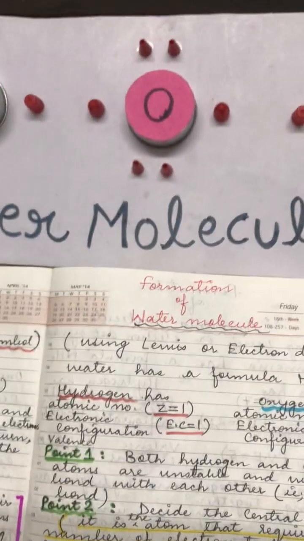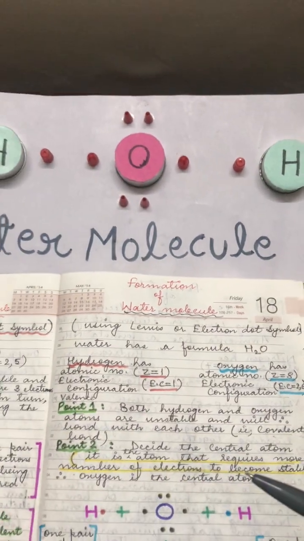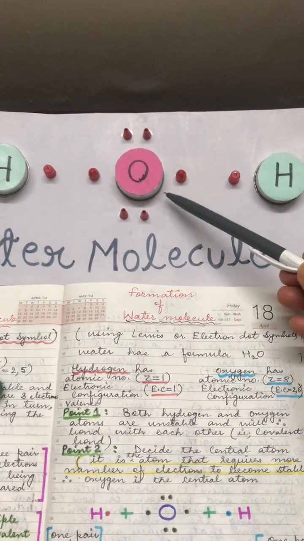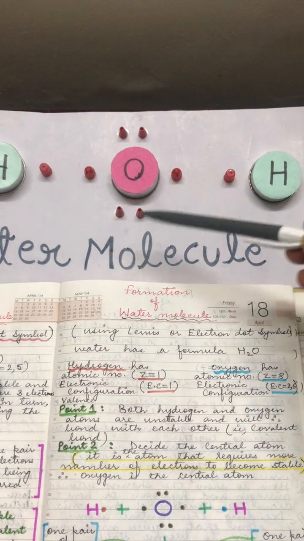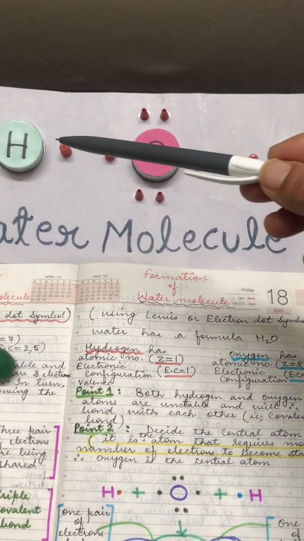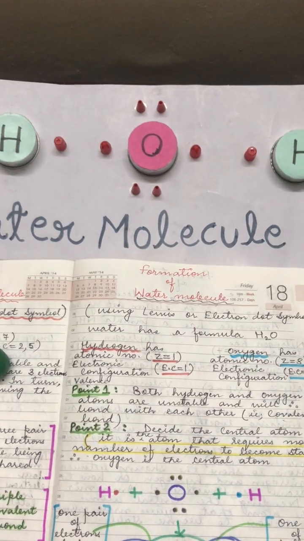This can also be shown with the help of a model like this. If you all can see here. So the oxygen atom has 6 electrons in the outermost shell. A hydrogen atom has 1 electron in its outermost shell. Another hydrogen atom also has 1 electron in its outermost shell.